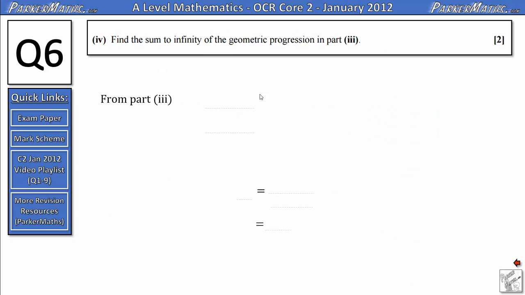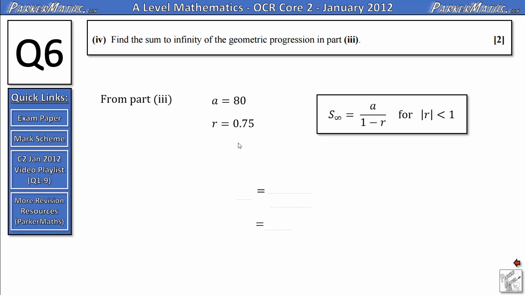In part 4, we need to find the sum to infinity of the geometric progression in part 3. Well, from part 3, we know that a was 80, that's the first term, and we knew the common ratio was 0.75. In the formula book, you're given the sum to infinity for a geometric progression, and it's a over 1 minus r, provided that the absolute value of r is less than 1. All we've got to do is substitute values into this formula, so we get the sum to infinity is 80 divided by 1 minus r, so 1 minus 0.75. That's really 80 divided by 0.25, which you could probably do in your head, is 320.